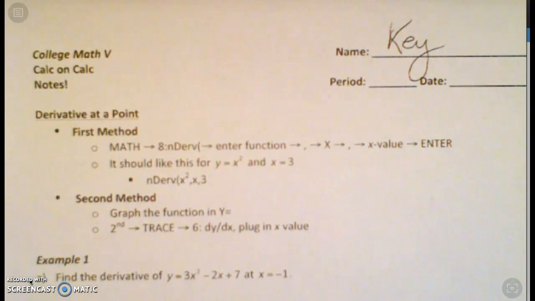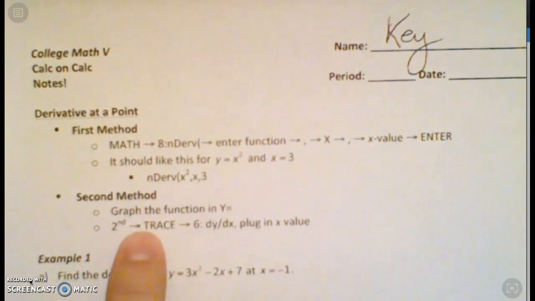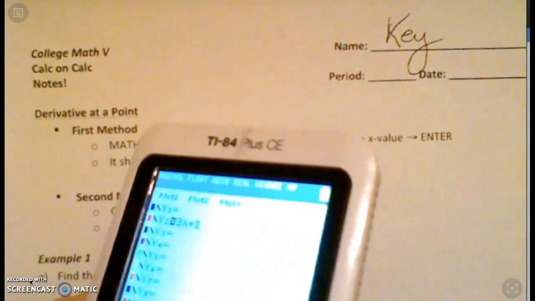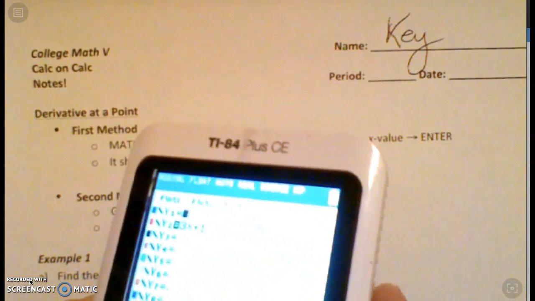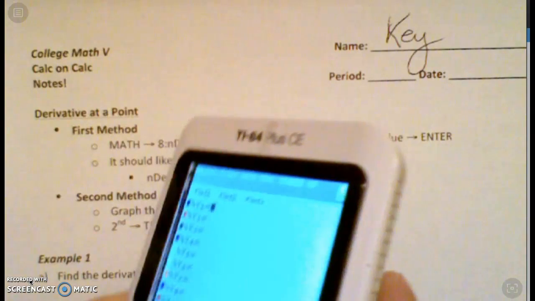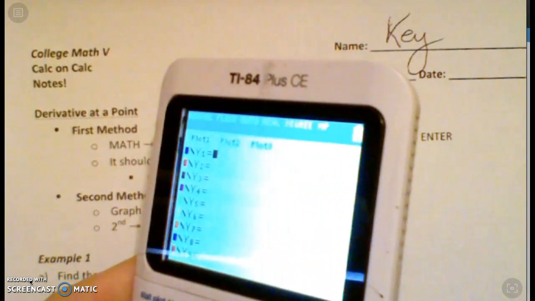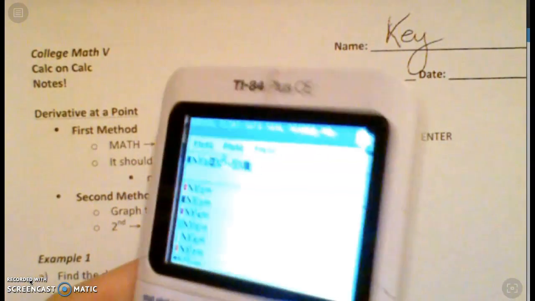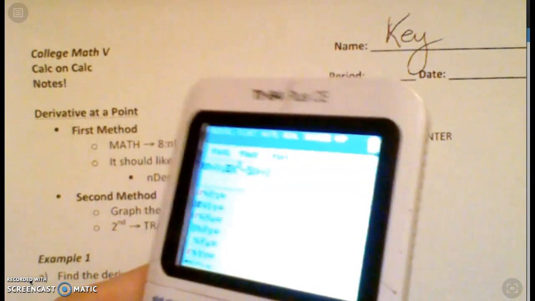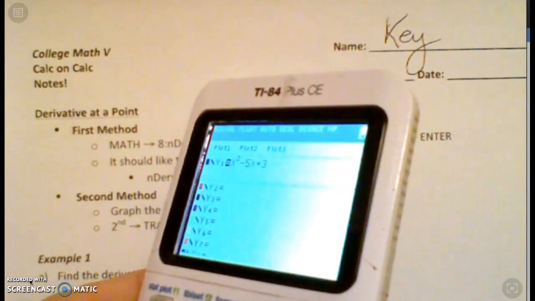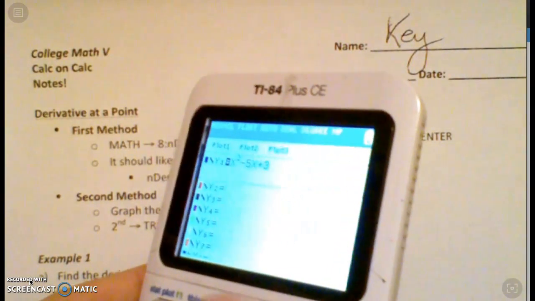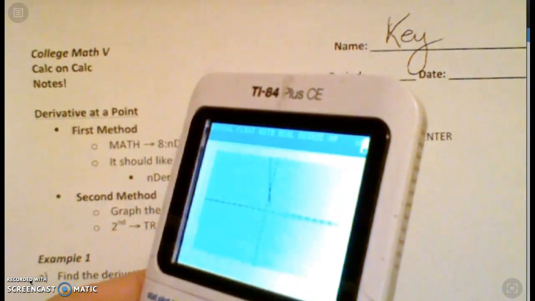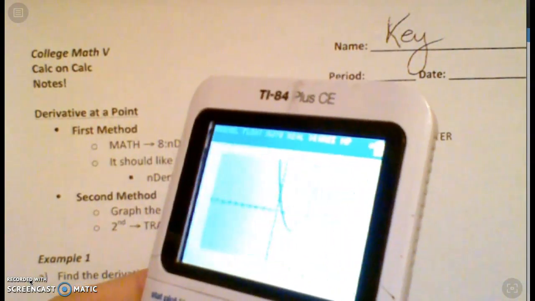The other way is from a picture, and that is to graph the function. So we go to y equals, and let's get something more interesting than 3x plus 1. Let's say y equals x squared minus 5x plus 3. We've got that equation, we graph it, and we can find the slope anywhere.